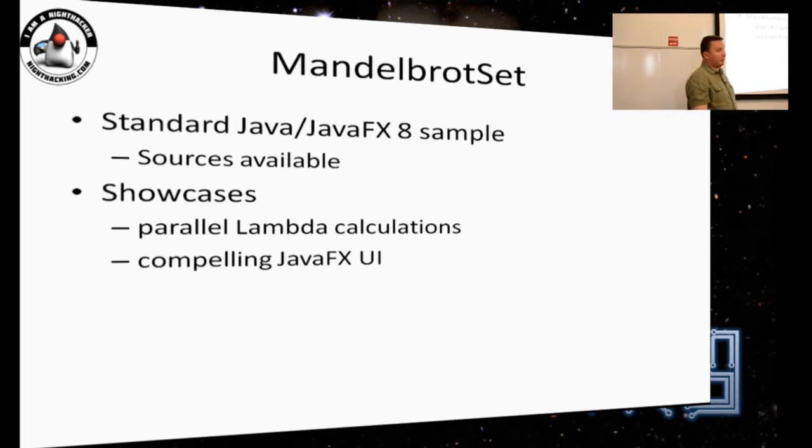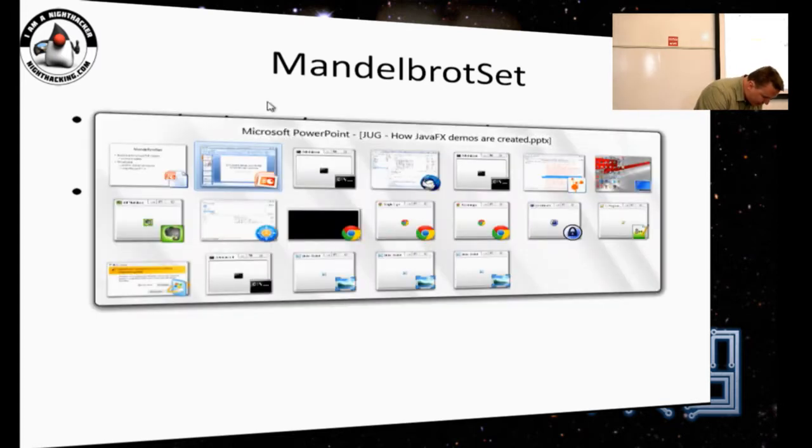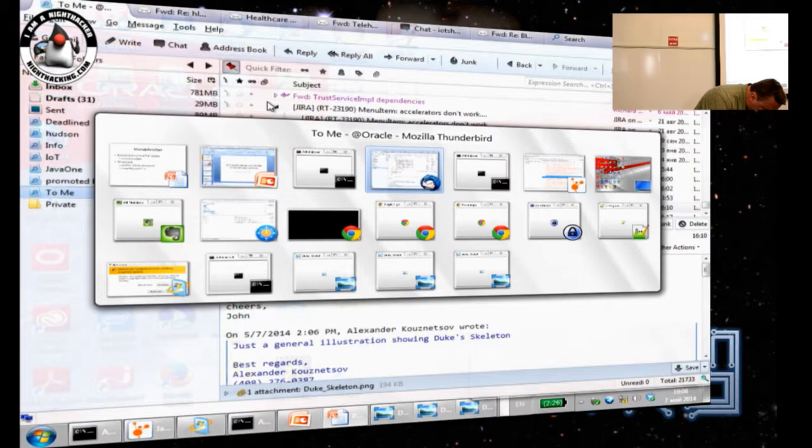So I'm going to start with a simpler thing, the MandelbrotSet sample, which is a standard Java sample. You can download the sources easily from oracle.com/Java. It is part of the Java samples. Its primary goal was to showcase parallel lambda calculations, which is why Stuart was reviewing it so hard. But at the same time, it was designed to show a compelling JavaFX UI. I'm going to switch to it and run it.